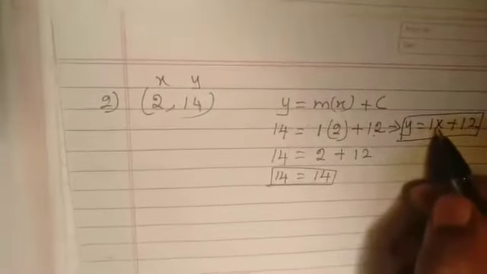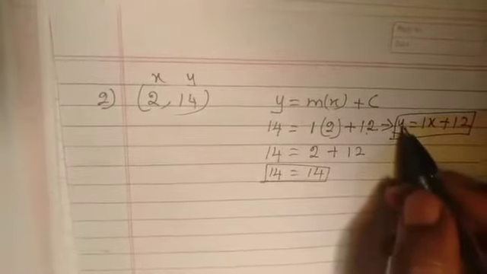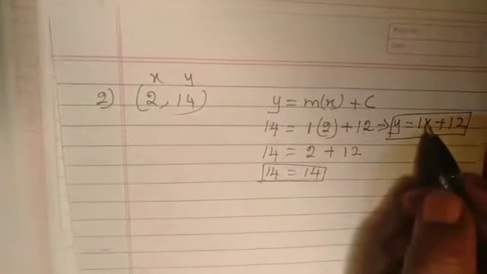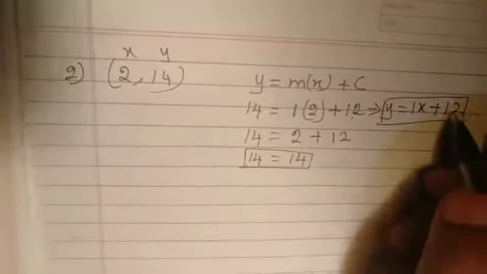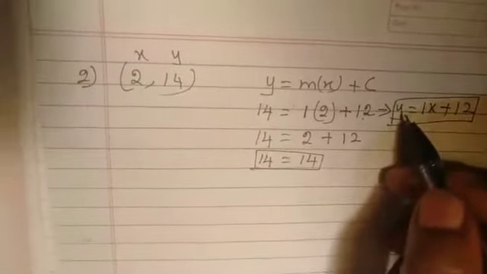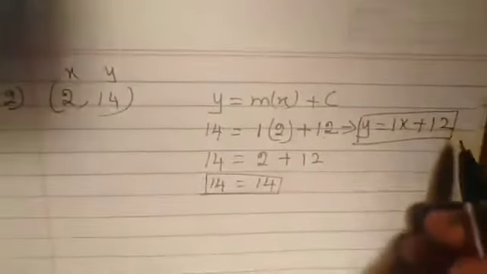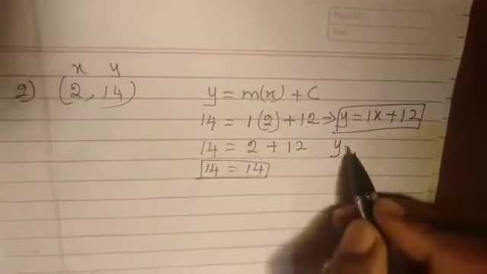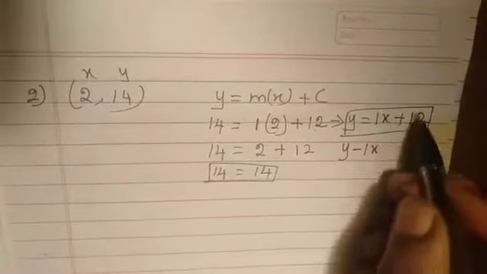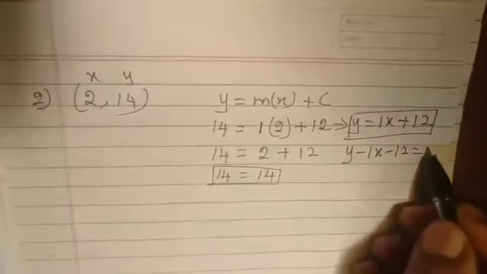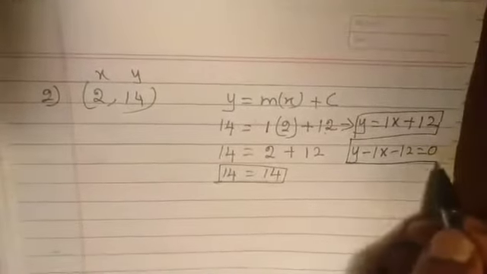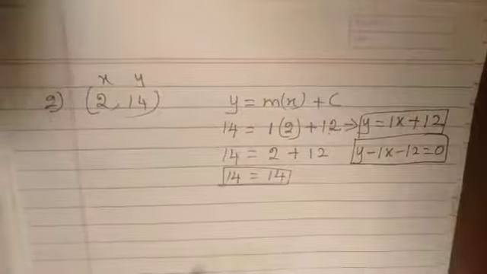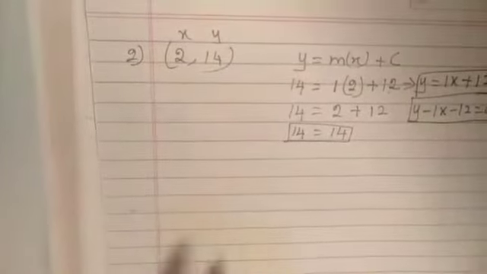In an equation, we always have to put everything on one side and write 0 on the other. So I am going to write y minus 1x minus 12 equal to 0. This is our first equation. In the same way we can write many more equations.